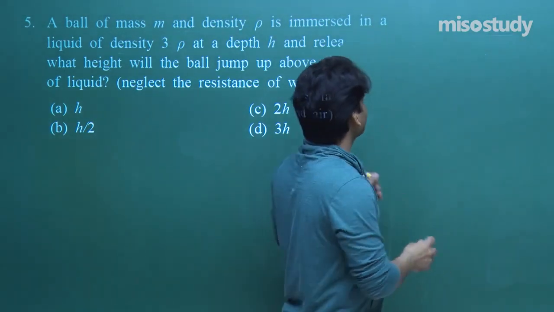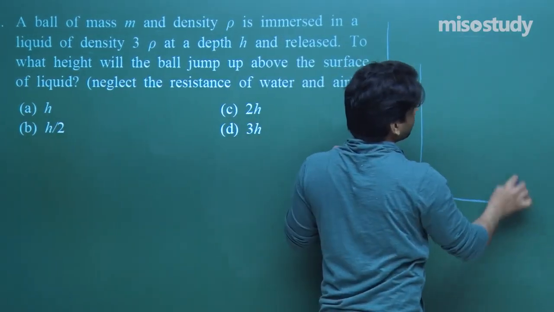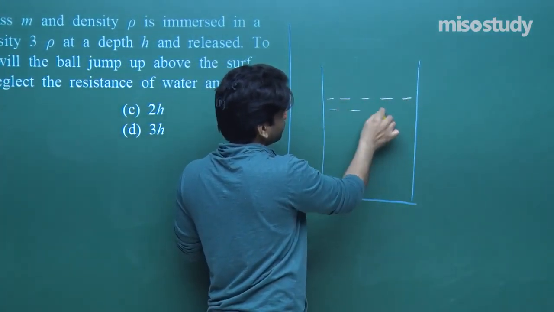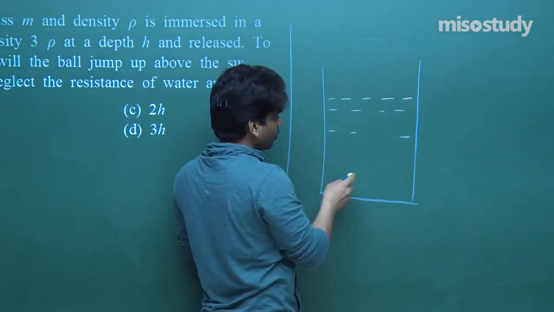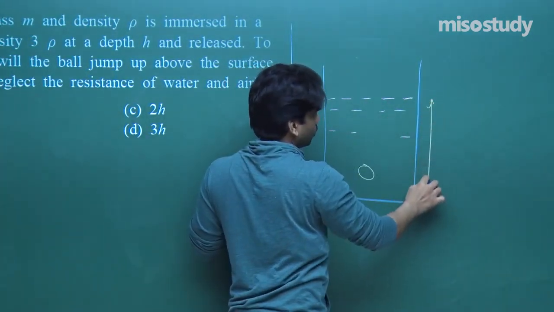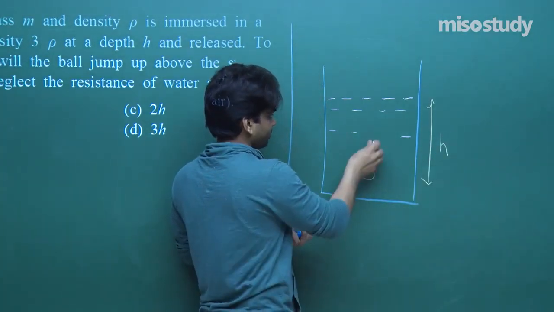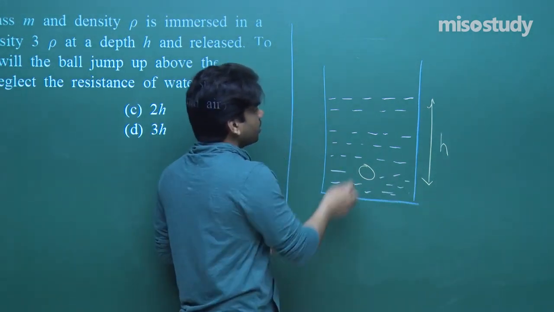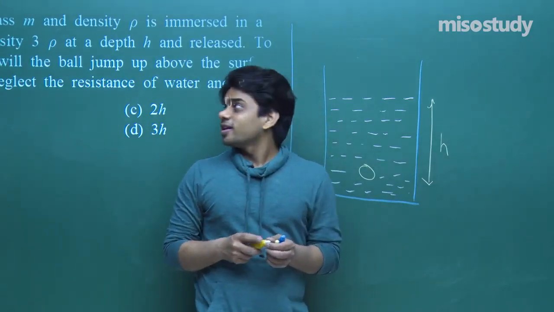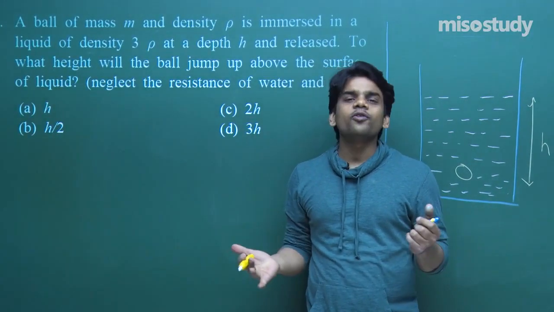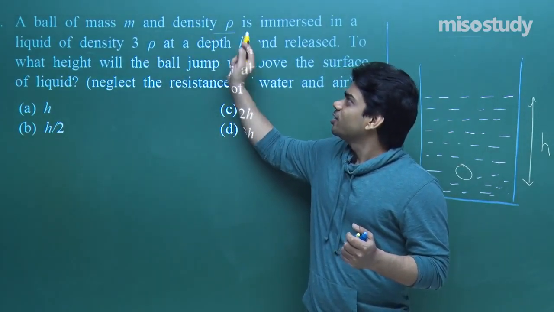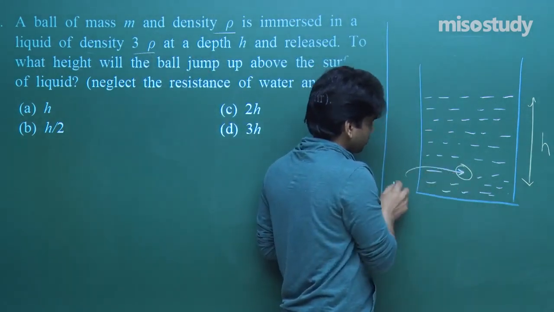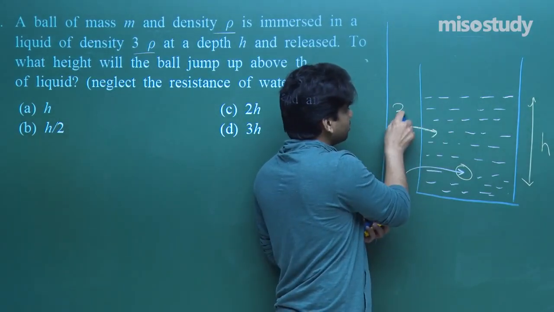Very good question. You see here, you have a liquid and its density is given as 3 rho. In this liquid we have taken a ball to a depth h. Next thing, you see here, the densities of the two are different. The ball of mass m and density rho is immersed in a liquid of density 3 rho. Ball density is given as rho, and the liquid density is given as 3 rho.